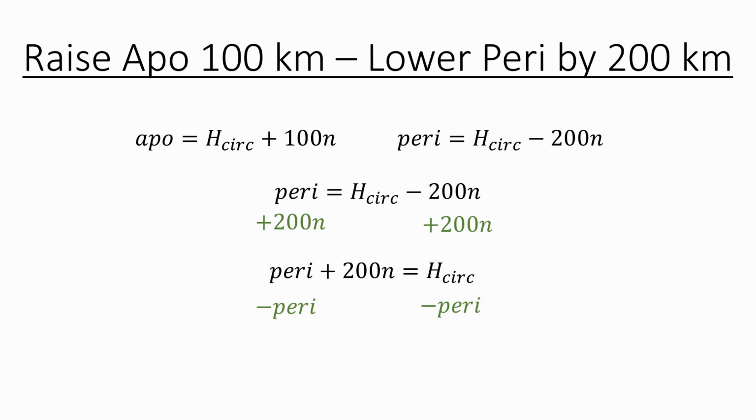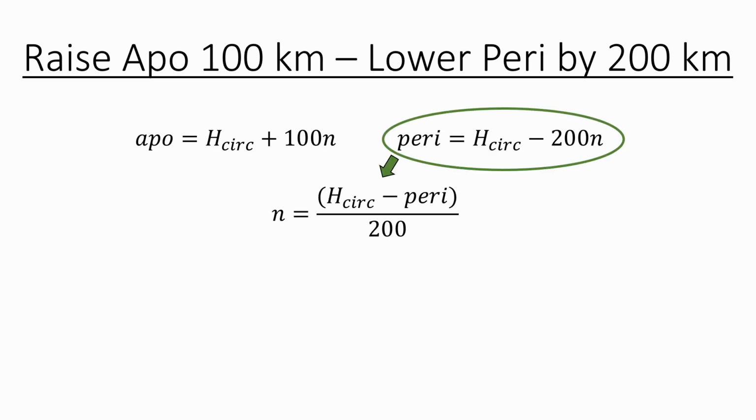My next step is, because I want to get n by itself, I've moved it over to the left-hand side of the equation. I'm going to subtract off the perigee value from both sides. Okay, now that I've got that, I want n by itself. It's 200 times n equals those things, so I'm going to divide both sides by 200.